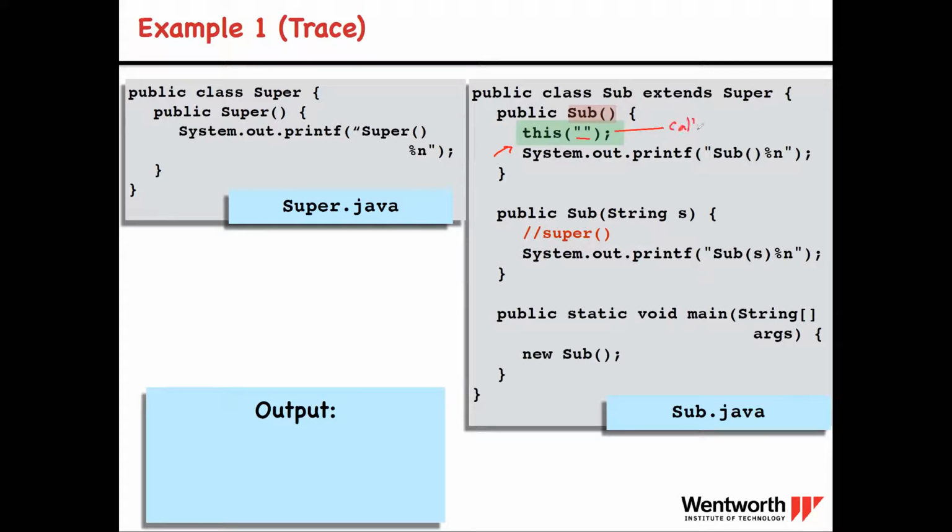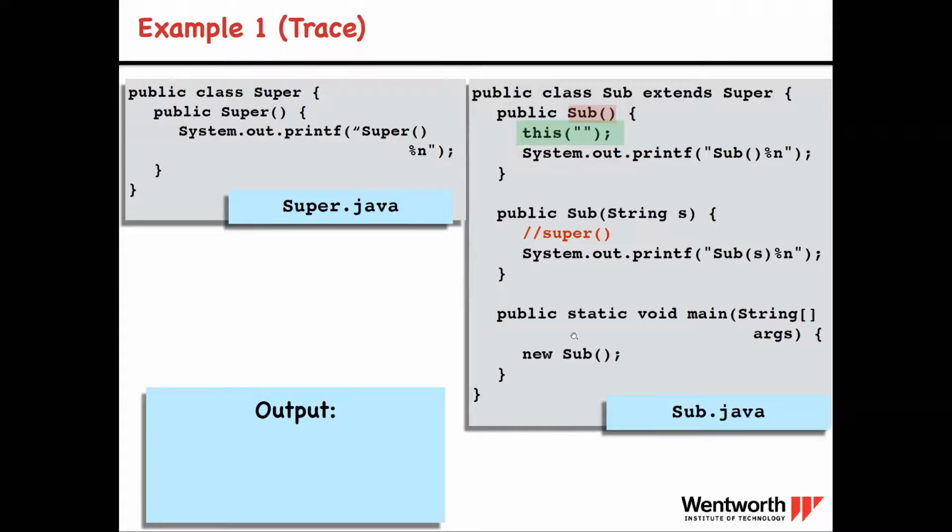This is calling another constructor. It's calling another constructor in sub. When I call this, it goes down into this one. So in any constructor, in any class, the first line must be either a call to another constructor within the same class, which is what this does, or a call to super. Those are your only two options.